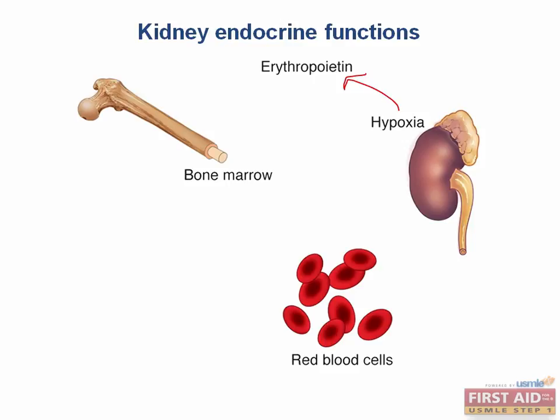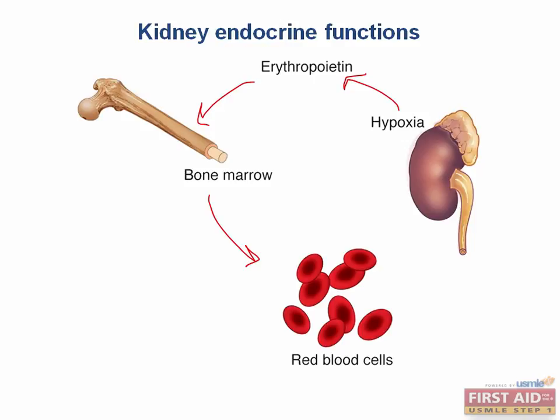bloodstream. EPO then goes to the bone marrow, which then stimulates the production of more red blood cells. This is a very relevant fact for your exam, since this process can be significantly altered in the context of a renal cell carcinoma. We'll go into more detail about these cancers later on, but just to give you a heads up, they can secrete EPO in an uncontrolled way even if there's no hypoxia present. So one of the first ways you can detect this cancer is by an elevated hematocrit.